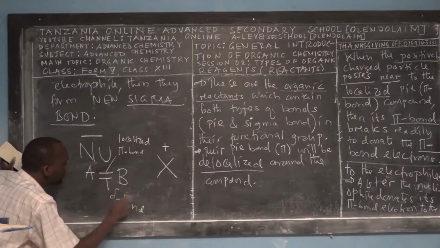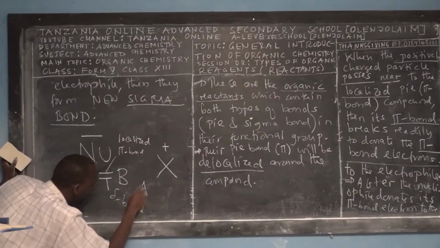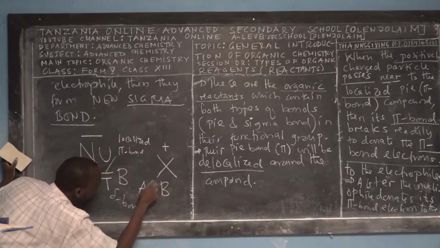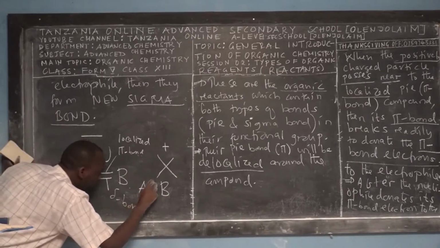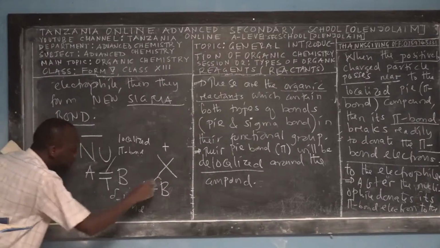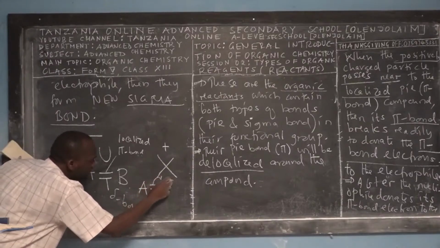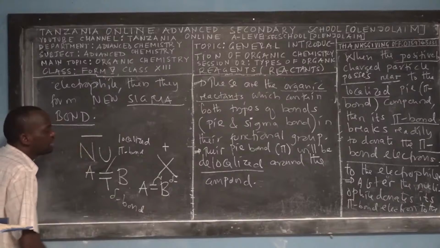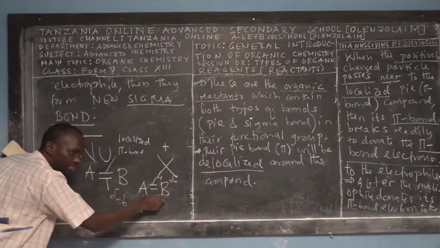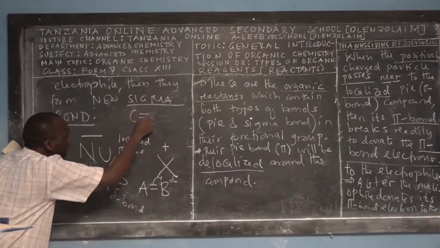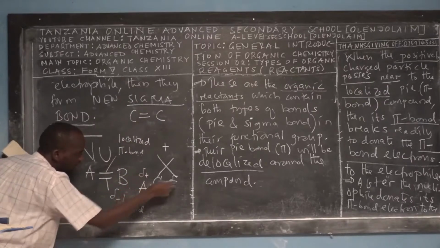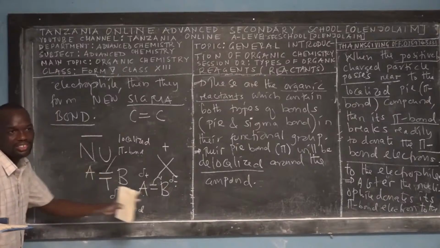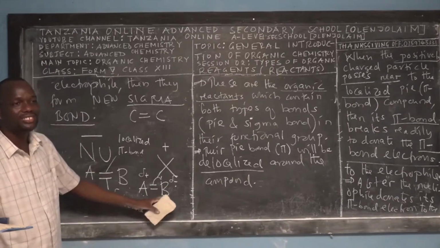So this pi bond in this state, let me write here, A and B, suppose that this is the pi bond, and the bottom one is the sigma bond. So the bond is going to break down. If it's going to break down, one carbon is going to be rich in electrons, and the other, suppose that this is carbon, for example in the case of alkene, one carbon is going to become partially positive, the other partially negative. So this one is rich in electrons.